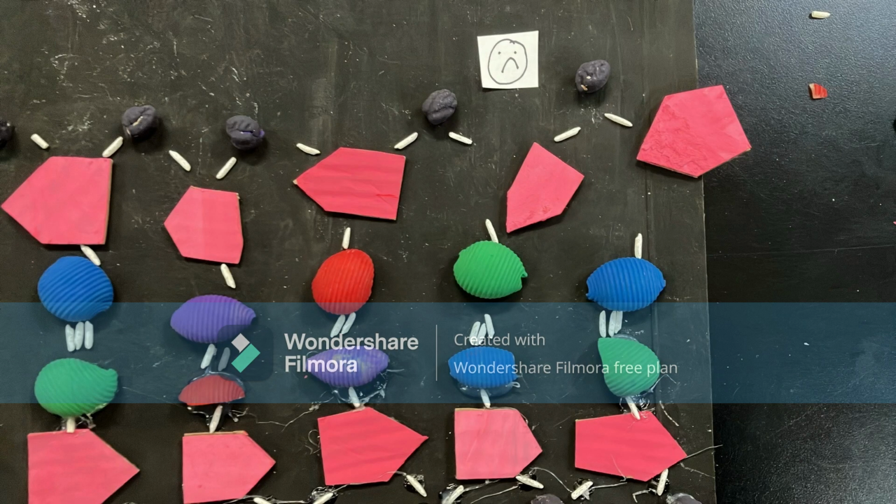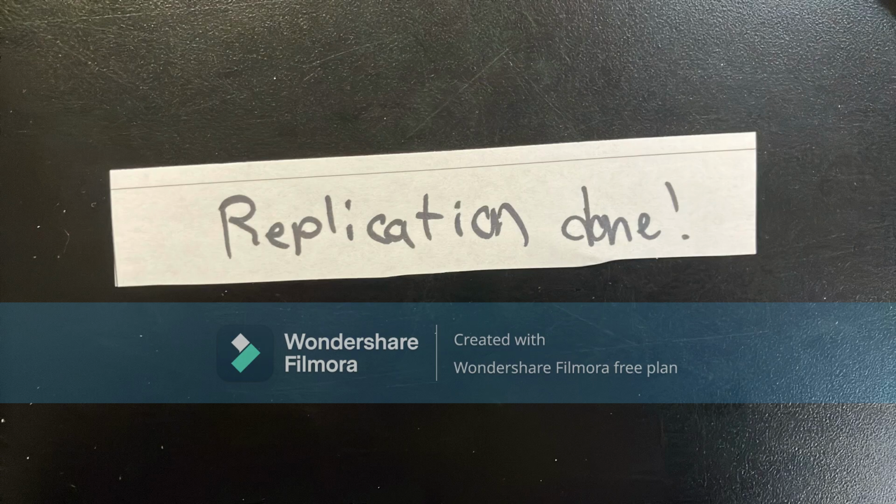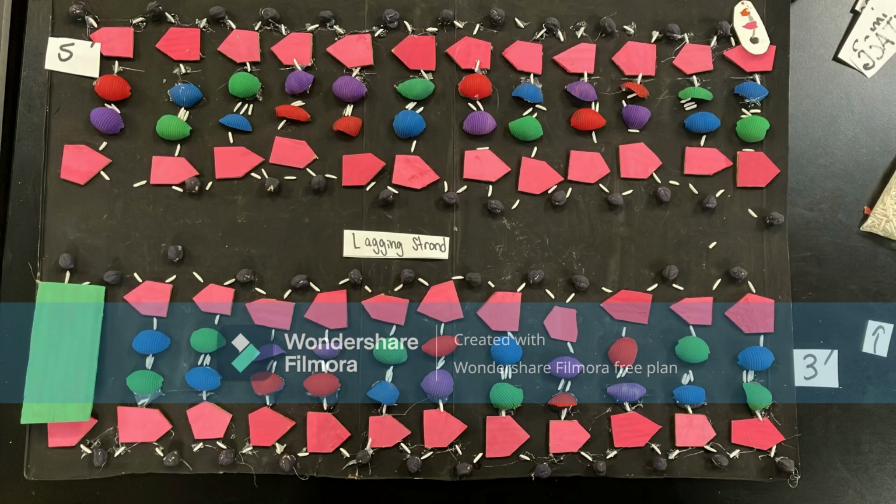Throughout this whole process, DNA can easily get wound up, so the enzyme topoisomerase relieves the stress from unwinding, ensuring that finally replication is completed, and there are now 2 new strands made from the parent strand.